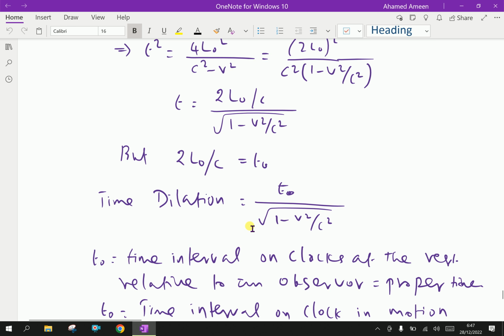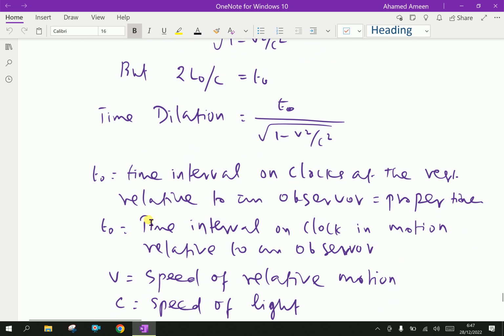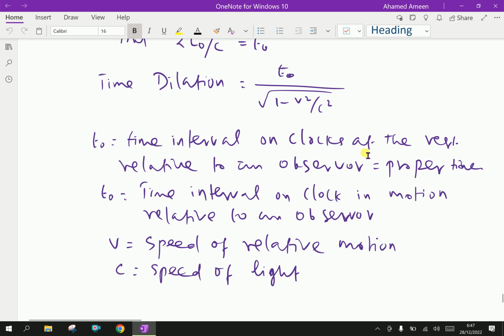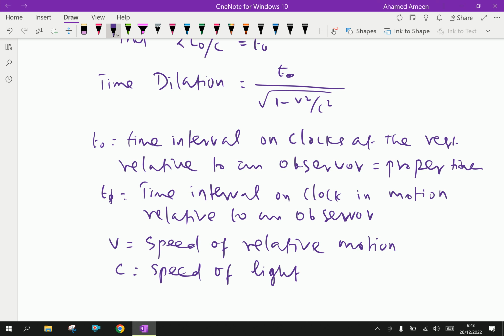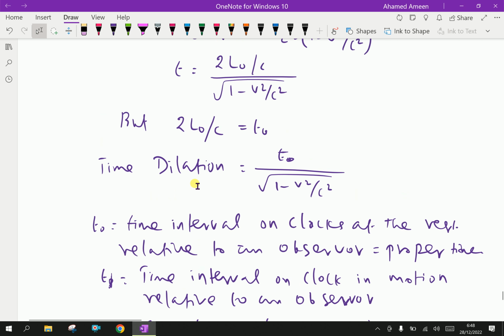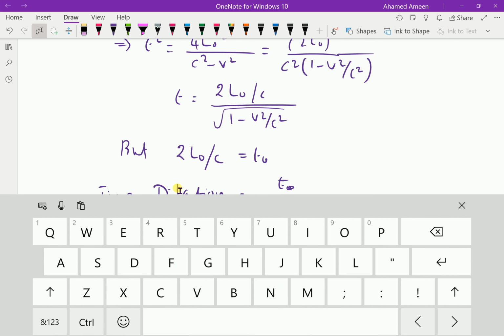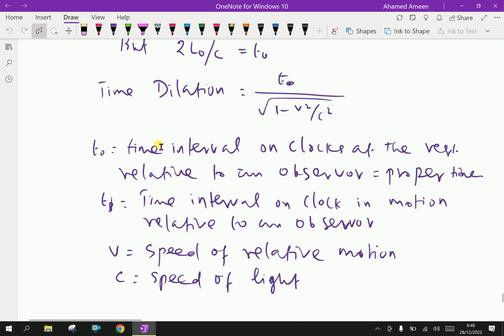This is the important formula for time dilation. Here t0 is the time interval on a clock at rest relative to an observer, that is the proper time. Then t is the time interval on a clock in motion relative to the observer. Then v equals the speed of relative motion, and c equals the speed of light. Therefore the formula for time dilation is t equals t0 by the square root of 1 minus v square by c square.